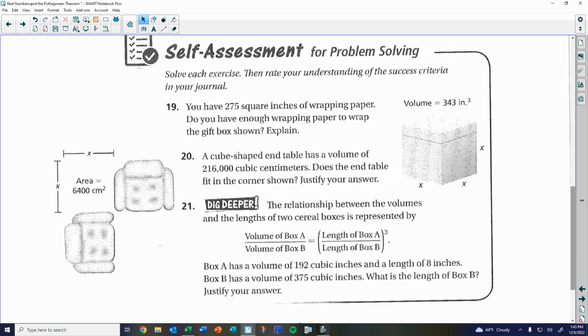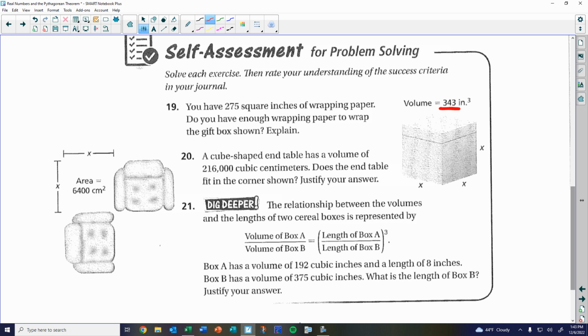All right, so now that you've had some time to complete your assessment, let's see how you did. So number 19 says you have 275 square inches of wrapping paper. Do you have enough wrapping paper to wrap the gift box shown? So this gift box has a volume of 343. But we're only worried about the surface area of this box. So we've got to figure out the side lengths first before we can do any of that.